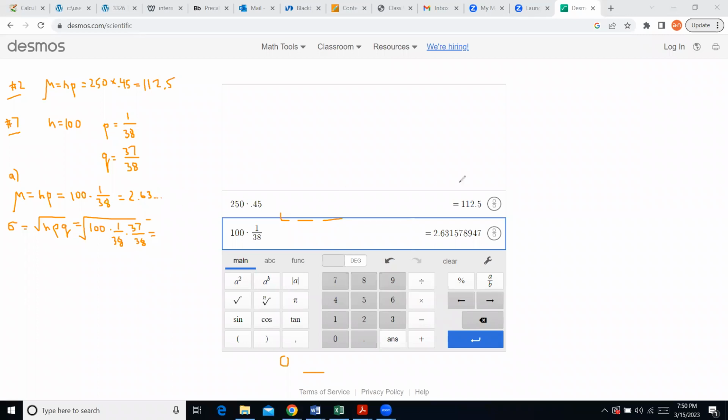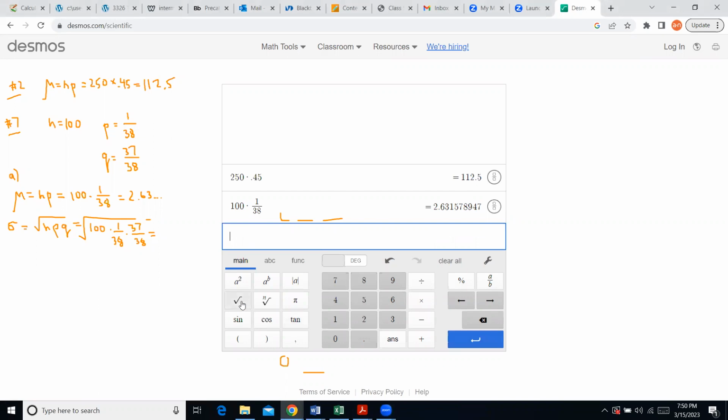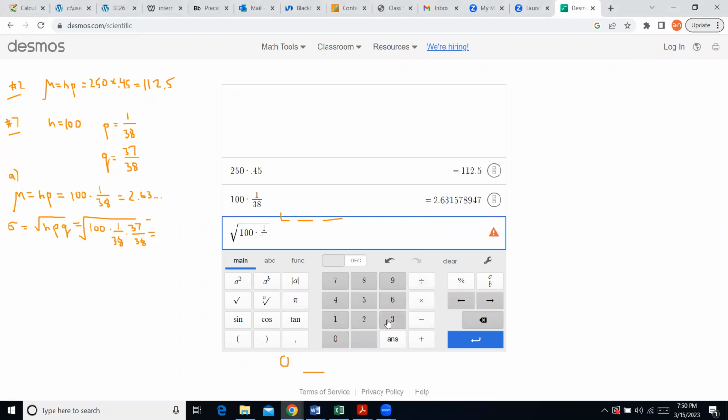And then for the second part, I'm going to get 100 times that fraction 1 divided by 38, and then again times the next fraction. Make sure that you enter these carefully without a hurry, and that will give you the answer for the standard deviation. So that's about 1.6, something like that.